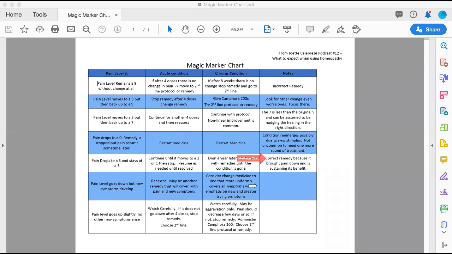This means that you have the correct remedy because it has brought the pain down and is sustaining its benefit. If the pain level goes down but new symptoms develop, then in an acute condition, you're going to reassess because it may be that another remedy is needed. And this is something that we study and learn in our Gateway 2 class.